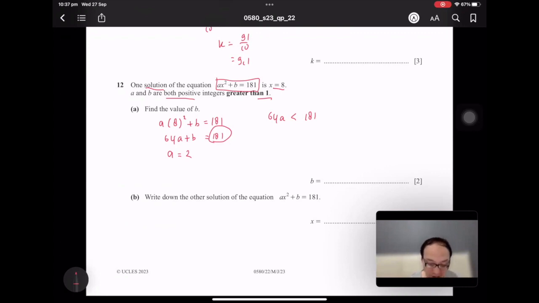So when you replace the value of A, 2 times 64 plus B equals 181. So B is 181 minus 128, which equals 53.